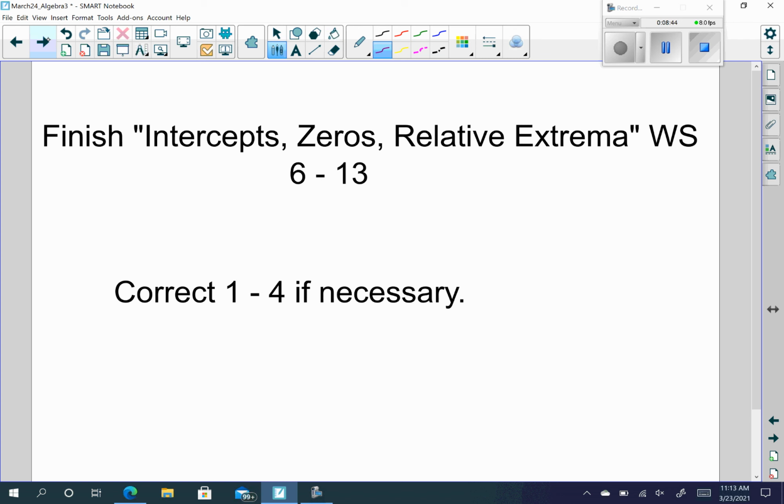So now you can finish yesterday's worksheet. Make sure you read the directions carefully for each part. But for 6, 7, 8, and 9, you're using Desmos and the information from today's lesson and yesterday's lesson to help you answer. And on 10 and 11, you're looking at a graph and you're indicating which points match what you're being asked to write out or identify. Go back and retry 1 through 4 if you need to. Let me know if you have any questions.